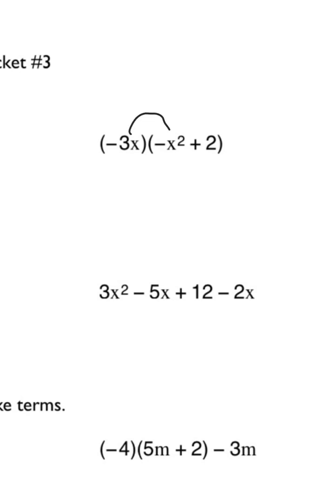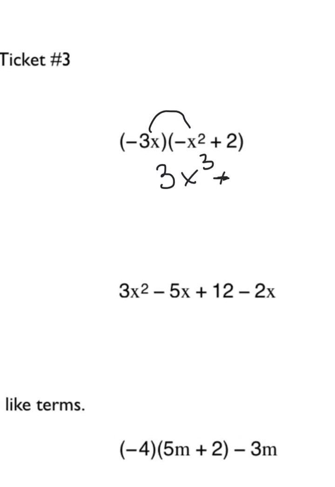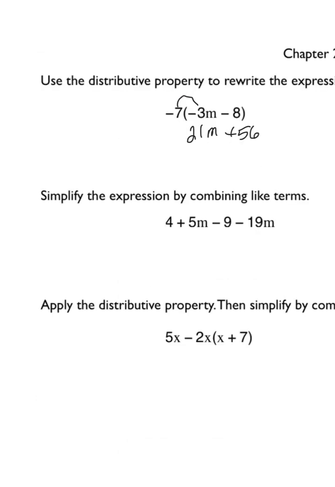-3x times -x squared. Two negatives is going to be positive, so it's going to be 3x to the third power plus, then it's going to be -6x. I can also write that as -3x cubed minus 6x. Both of them are the same. Go ahead and do this one and then hit pause.